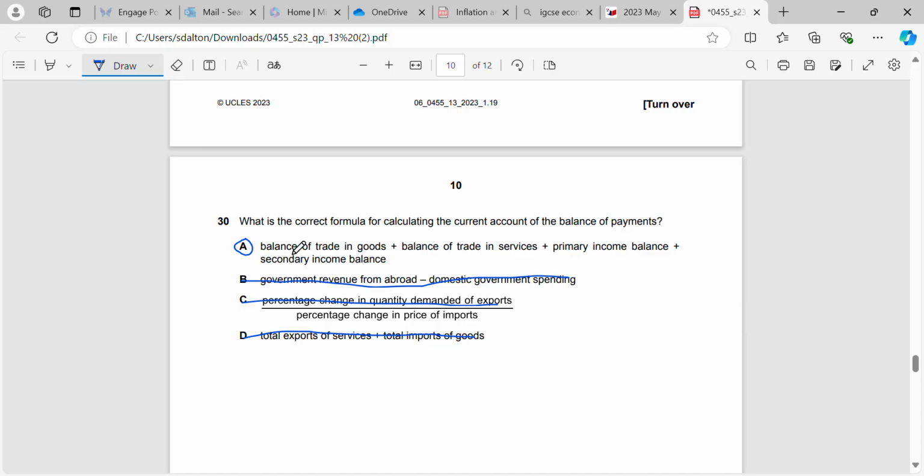Aid between governments is included in secondary income balance. Gifts or charity donations, etc. So you can look through all of them in the slides, but the formula itself is A.